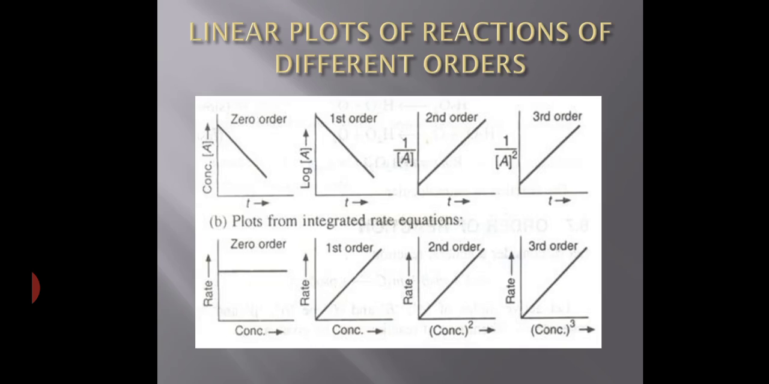Remember that for the second, third and fourth graphs, that is first order, second order and third order, the graph is equally inclined to both axes, which is rate against concentration. These are the things which you need to remember. You will be getting a short question upon the graph. So hence I discussed this with you.